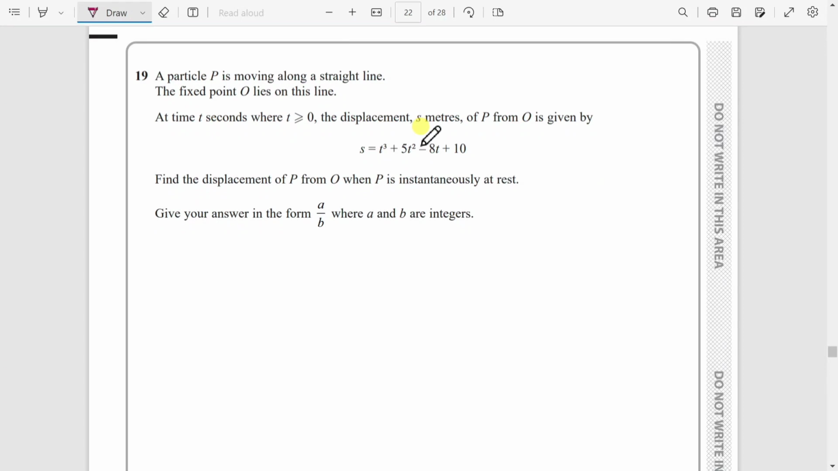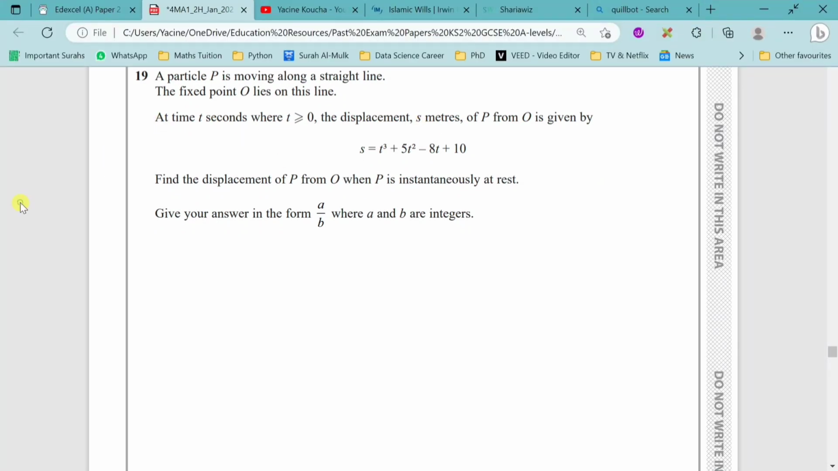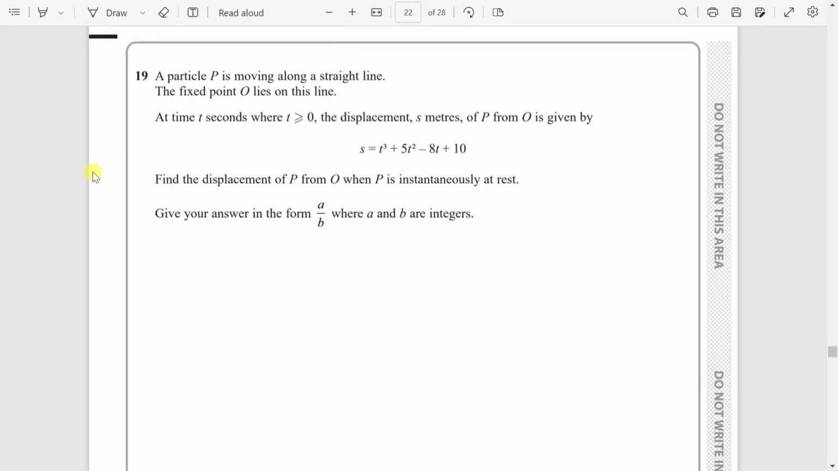Right, number 19. A particle P is moving along a straight line. Oops, why is that going down? The fixed point O lies on this line. At time t seconds, where t is greater than or equal to 0, the displacement s meters of P from O is given by this equation here. Just a quick note, displacement is pretty much the distance in vector form.